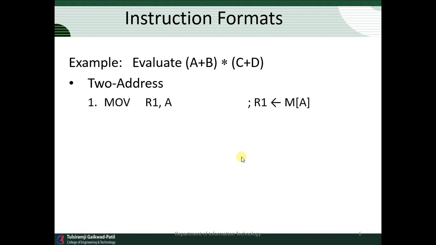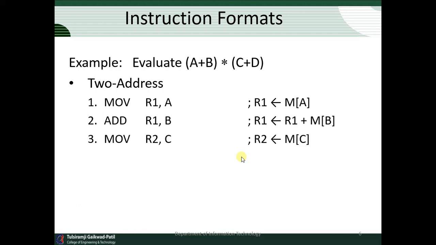The first step is to move, because here we are going to use only two registers, so we need to move the A data into register R1. That's why we are using only two registers. Next step, add B with R1. We have the B register data, and the second data we have in the A register, we add it with B.